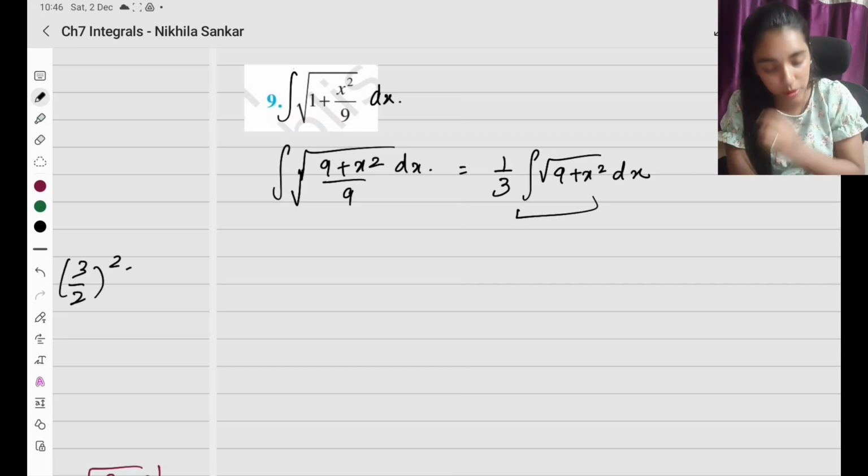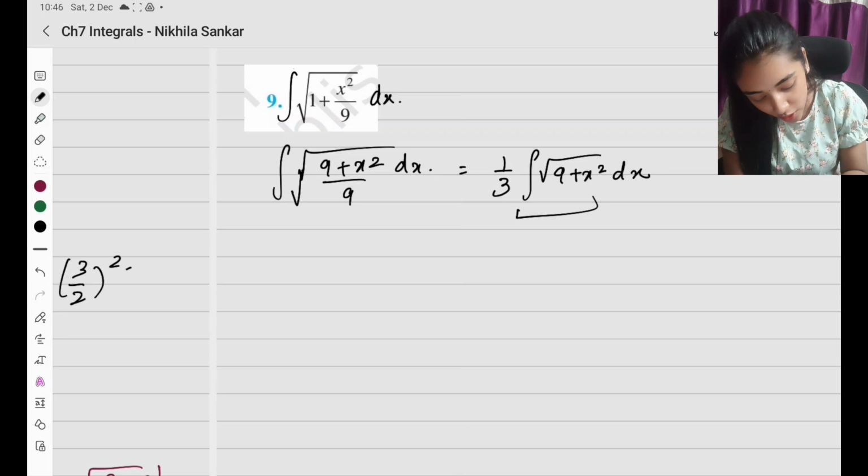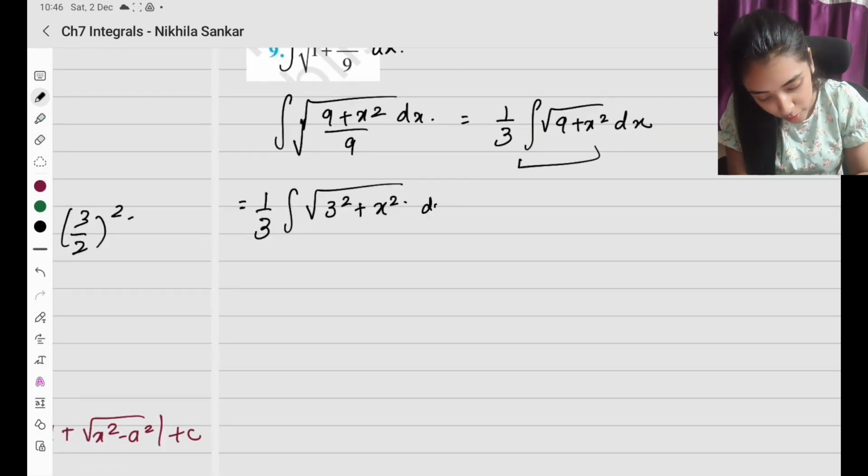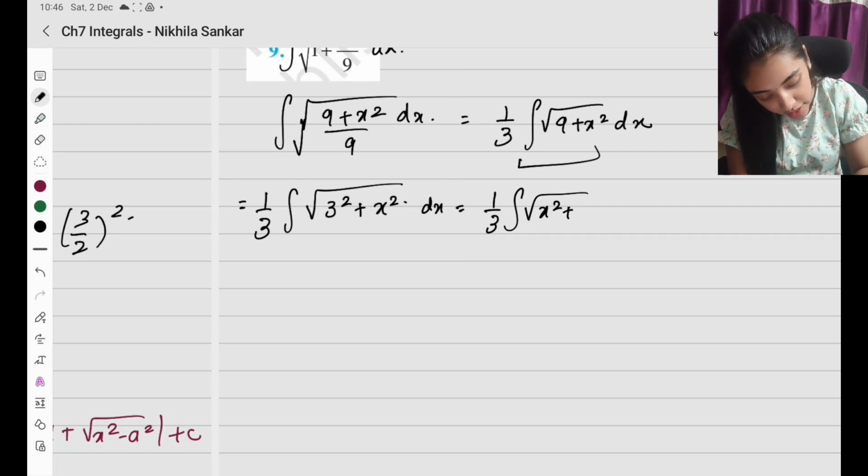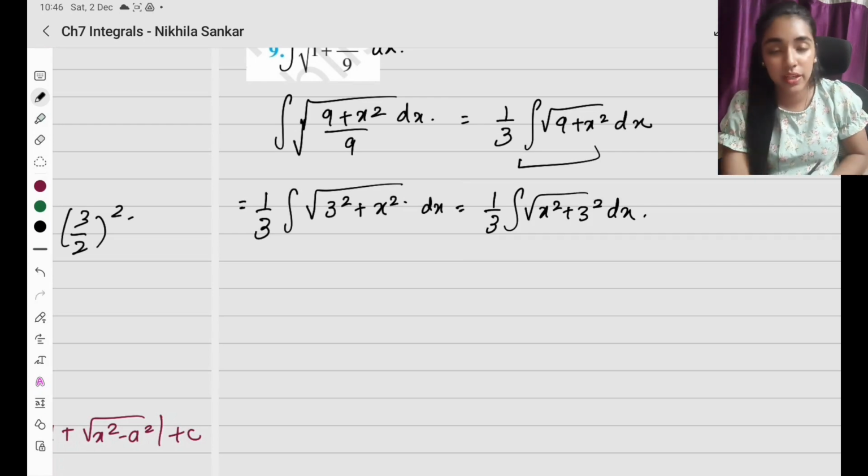Now let's focus on just this integral. So what do I have? Or I'll just directly write it. So 1 by 3 integral of square root of 9 can be written as a square plus x square. It is in the form of addition. So a square plus x square and x square plus a square is the same. So you can write this as x square plus 3 square times dx.